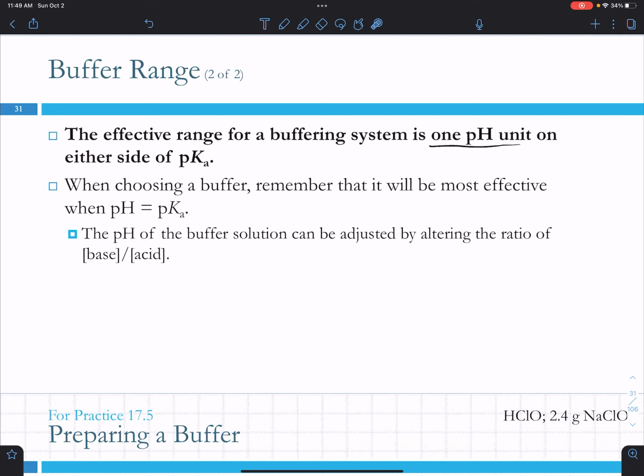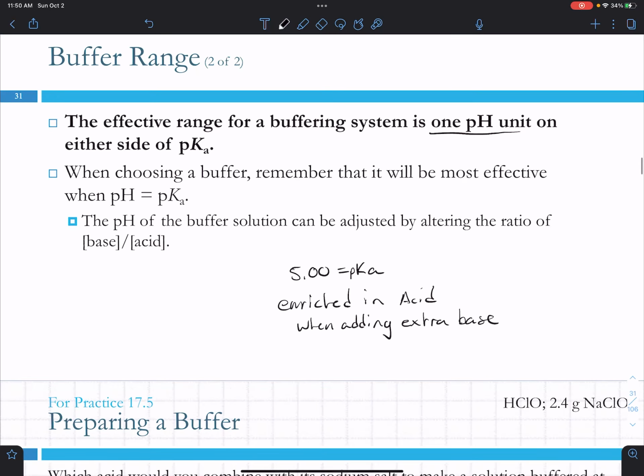The other thing you can do is, let's say we have our pKa of 5, and we know that we have a solution and we're going to be adding a lot of base to it, we can actually start off our buffer solution sort of enriched in acid. So we'll start out with a higher concentration of acid, even though that diminishes the buffering capacity a little bit, since we know we're going to be adding extra base. That'll start us out on the lower side of the pH range, and so we'll be able to absorb more of that base with the extra acid that we added.